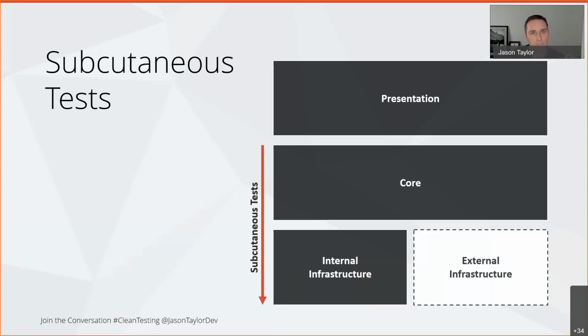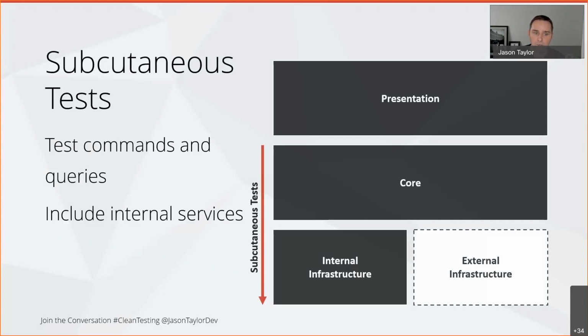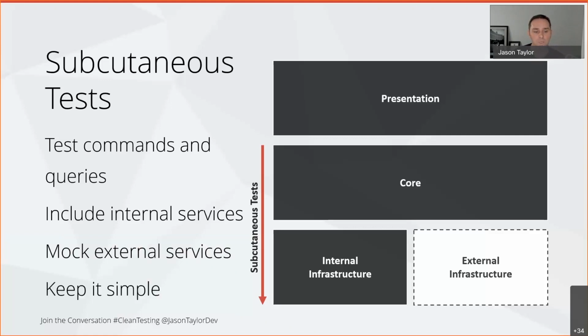So just to ensure that we're on the same page, we're going to test commands and queries. Those are the entry points to our application. We're going to include internal services, and they'll be configured as closely to production as possible. We're going to mock our external services. Hopefully we don't have too many mocks. It should be only used for external services, such as our external API client. And most importantly, we're going to keep it simple because these tests should be easy to write and maintain.